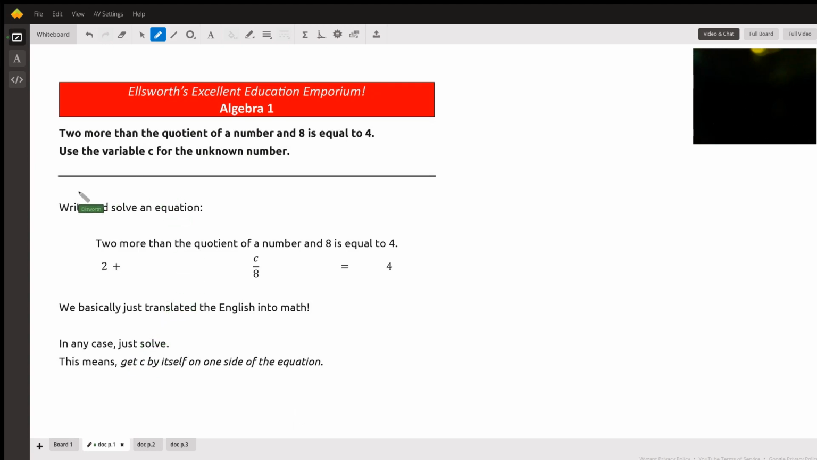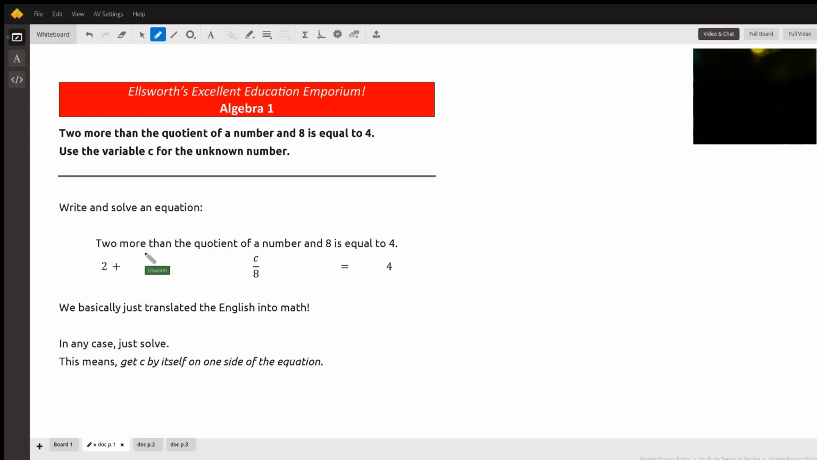Here's your problem. 2 more than the quotient of a number and 8 is equal to 4. Use the variable C for the unknown number. These questions always come down to translating the statement that's given into an algebraic equation. And I showed you right down here how to do that.